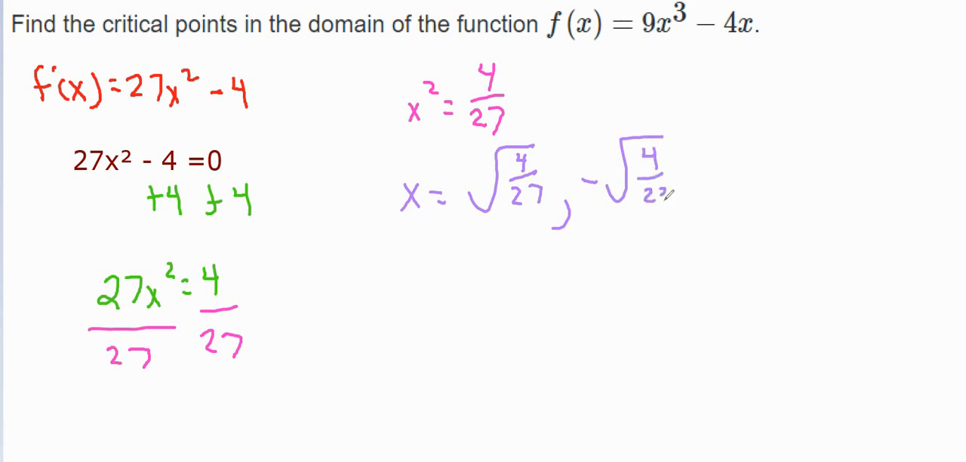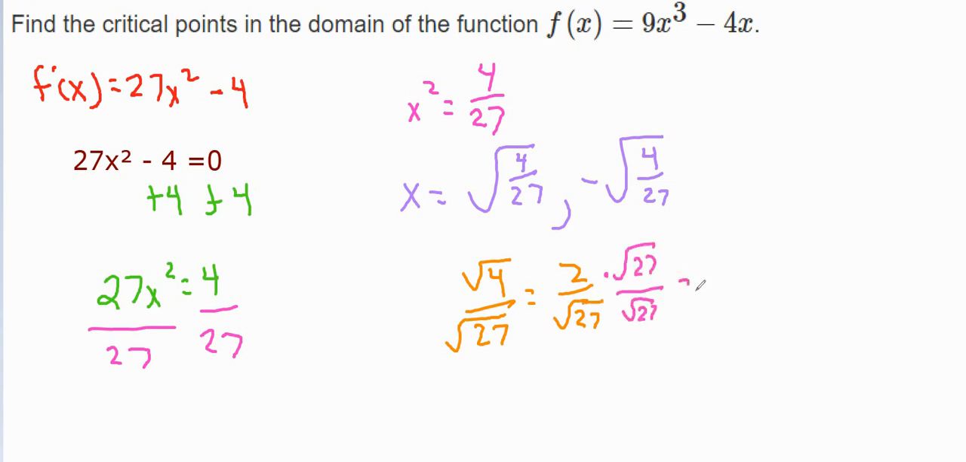And I do not believe it's going to require you to rationalize this, but in case you want to, we would have the square root of 4 over the square root of 27. The square root of 4 is 2. And from here we multiply the top and bottom by the square root of 27. And that would be 2 times the square root of 27 over a normal 27 without the square root, because the square root of 27 times the square root of 27 is 27.